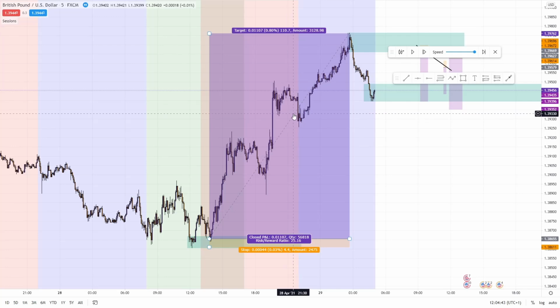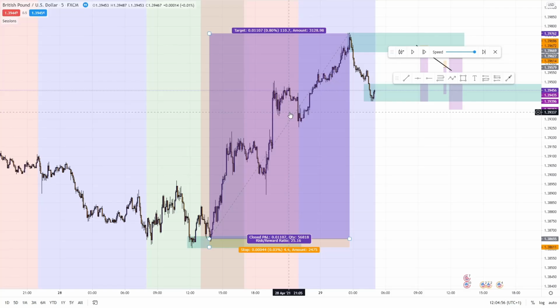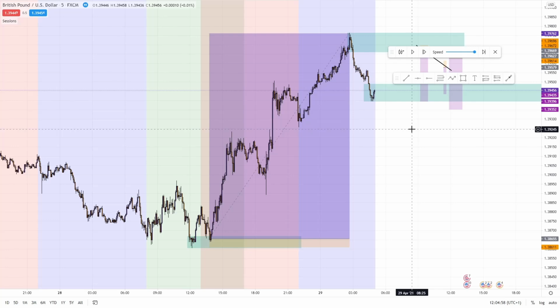Through taking partials, I got around a 6% gain for my account through this trade, and I will pop a screenshot up on the screen now to prove that I did actually take this trade. So, without further ado, let me clean off this chart and show you the analysis.